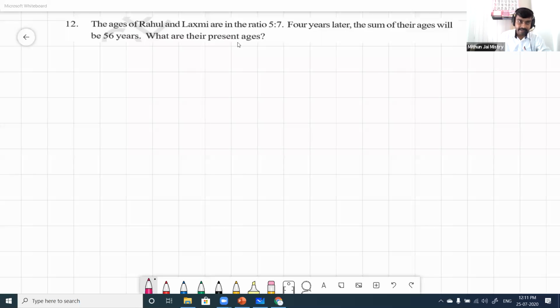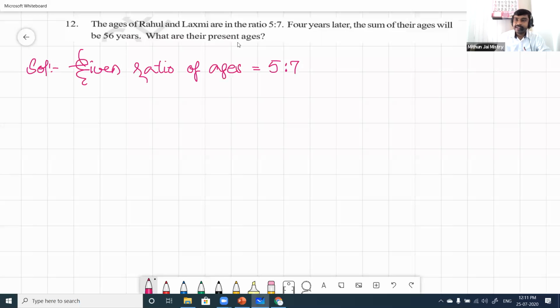Wow, it's a great, nice question. So first I will write, given ratio of ages is equal to 5:7. Whenever some ratio is given, we have to assume, if it is 5:7, 5x and 7x. Means x is something which is common, right? So 5 into something, 7 into the same thing. That thing we are taking as x here.